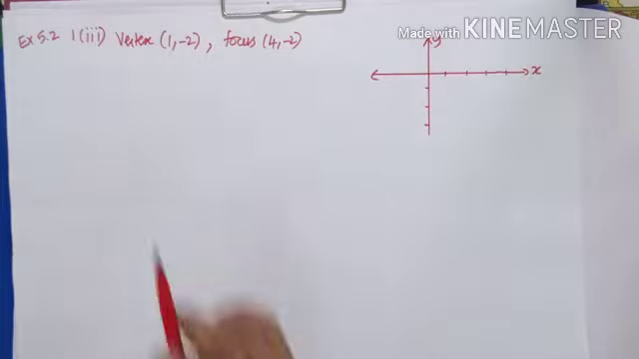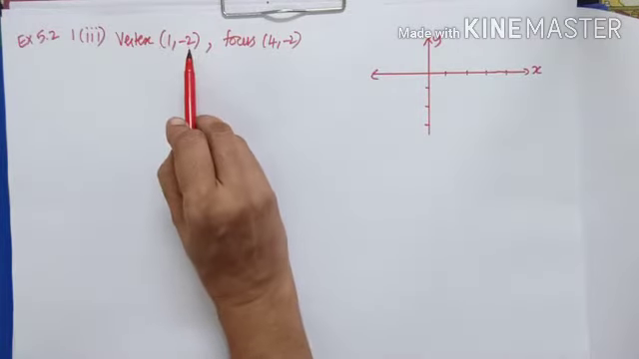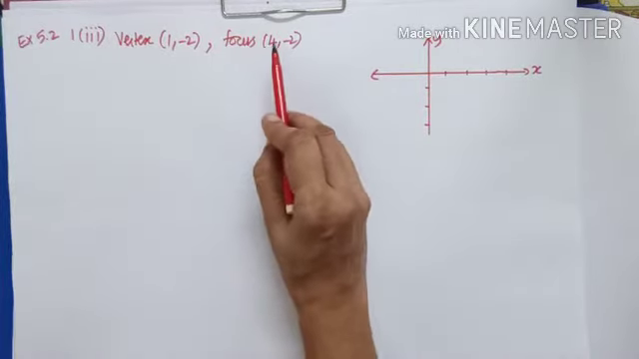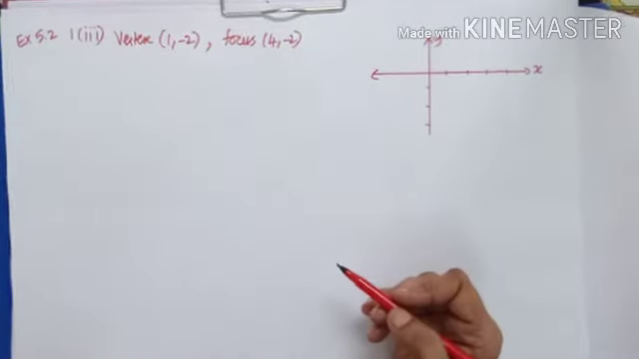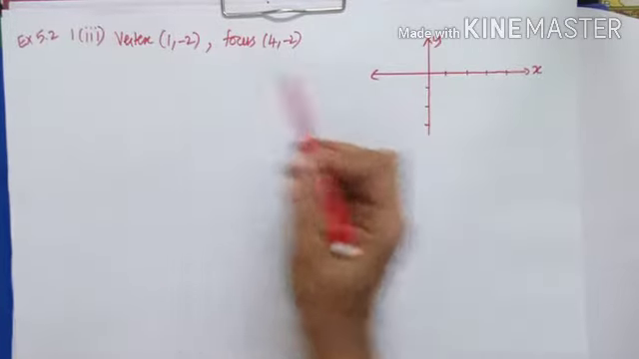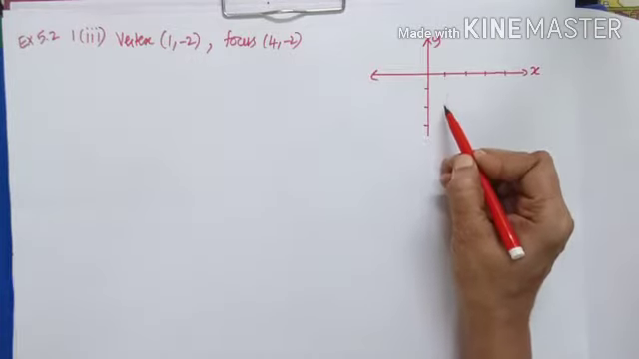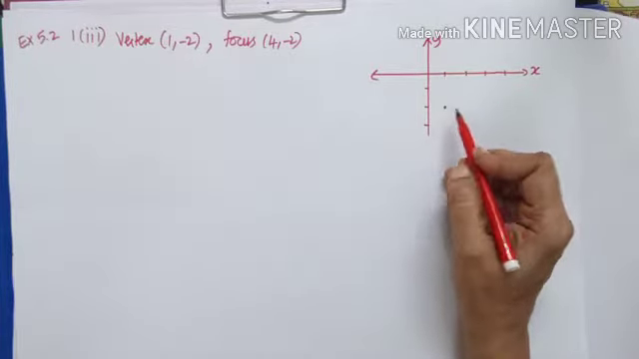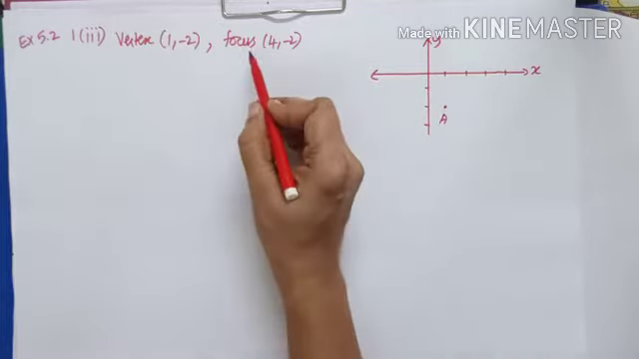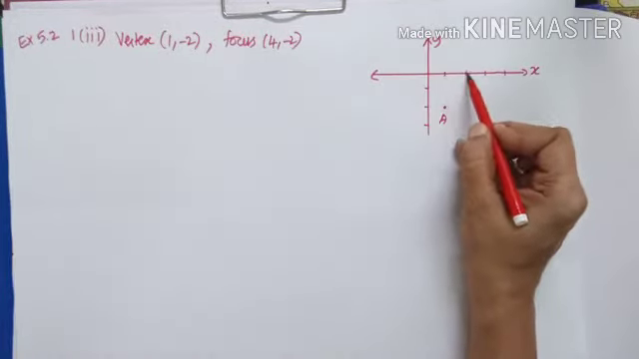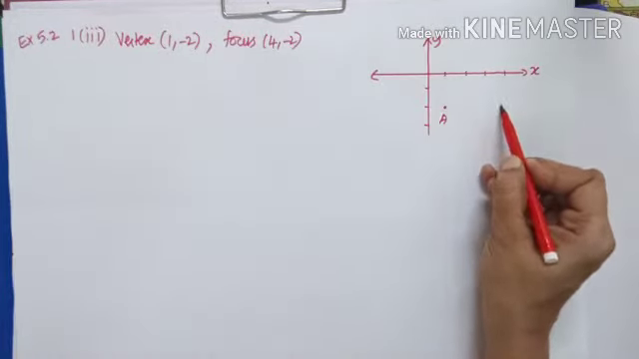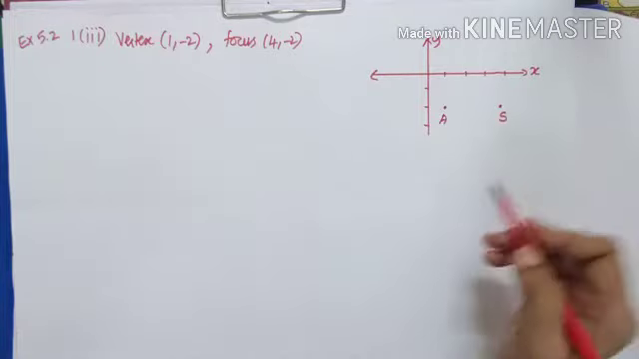Question number 3. Vertex is (1, -2) and focus is (4, -2). First, let us try to plot the two points. 1, -2. So this is the point. This is the vertex. Focus 4: 1, 2, 3, 4, -2. So this is the focus.